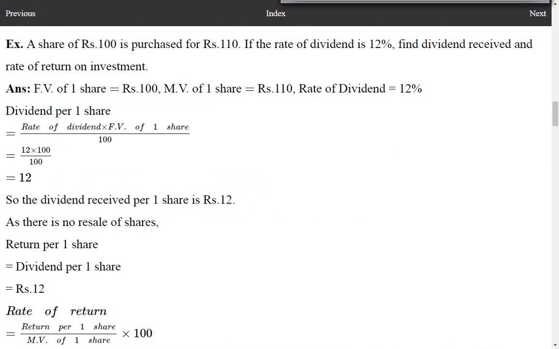Consider the example in which a share of rupees 100 is purchased for rupees 110. If the rate of dividend is 12%, find dividend received and rate of return on investment. So we have to find two things: dividend received, and secondly rate of return on investment.